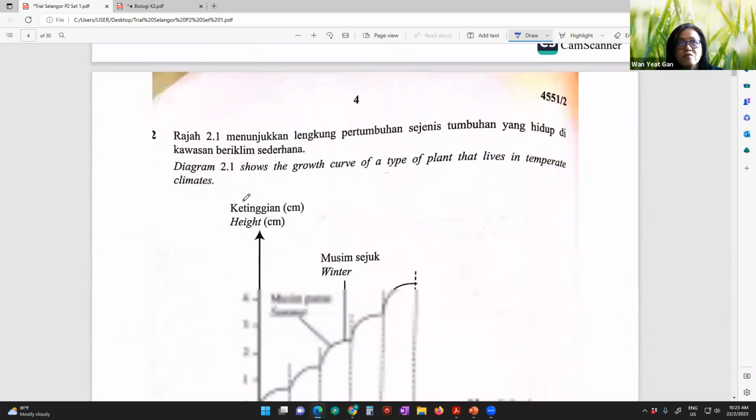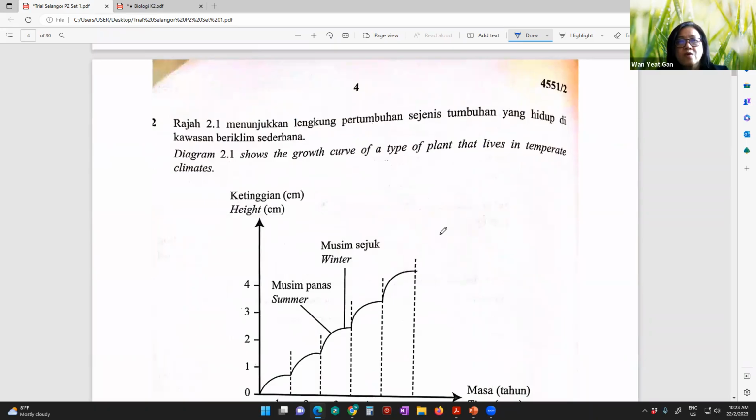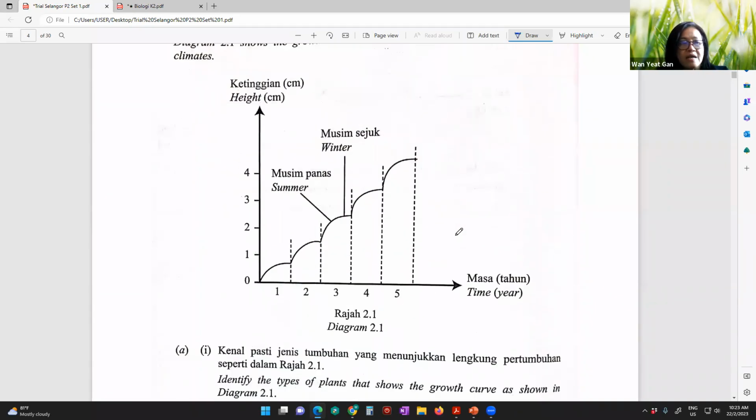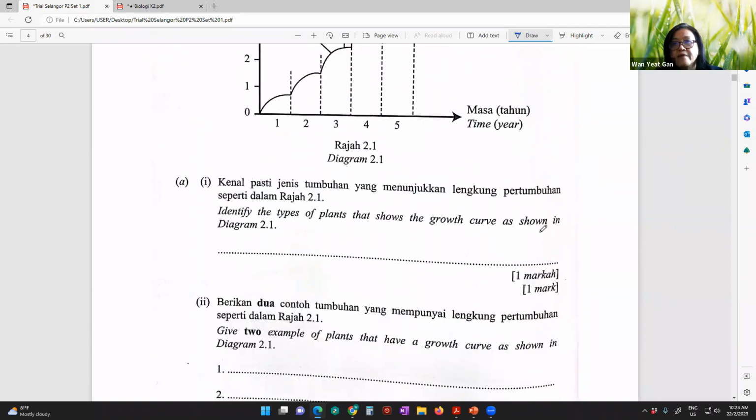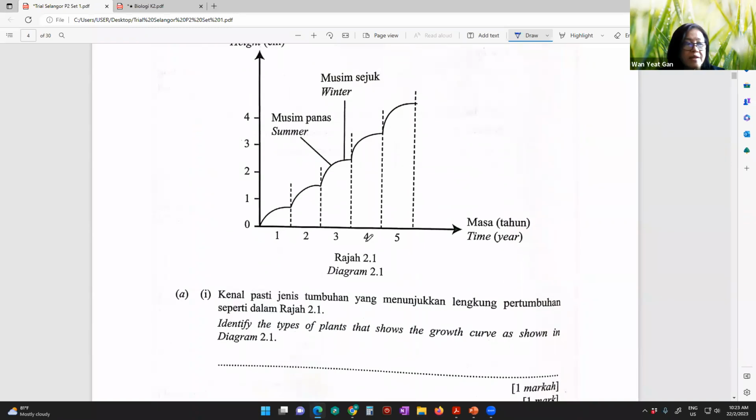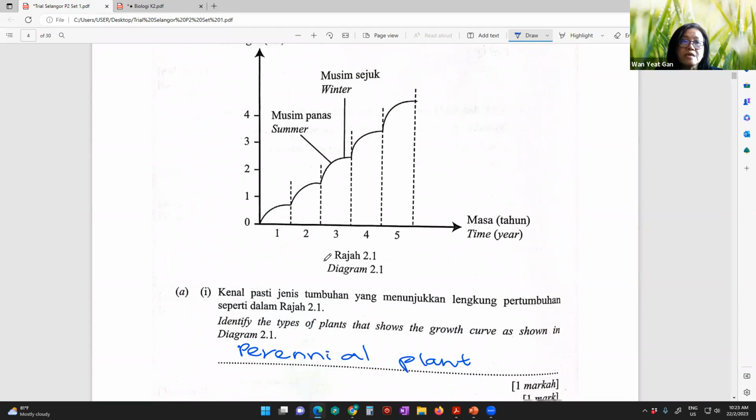Okay, next, let's look at question 2. Now, question 2 shows the growth curve of a type of plant that lives in temperate climate. This is a temperate climate that has summer, winter, spring, autumn, yeah? So identify the type of plant that shows the growth curve as shown in diagram 2.1. So this is a perennial plant. Okay, a perennial plant can grow throughout the year.